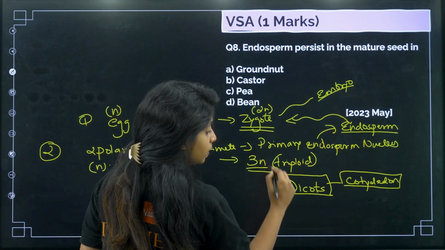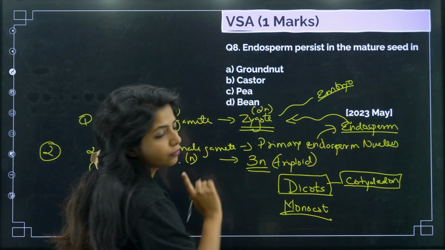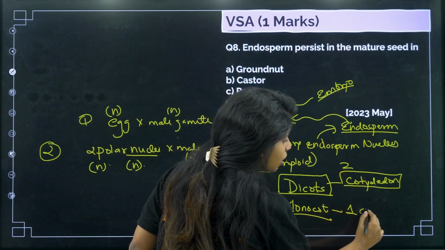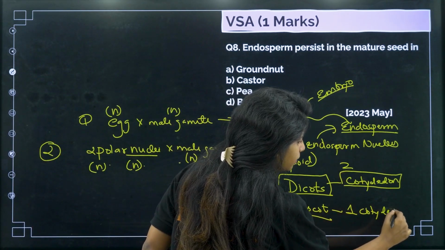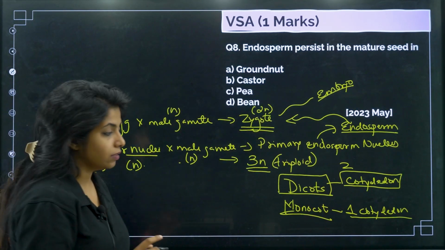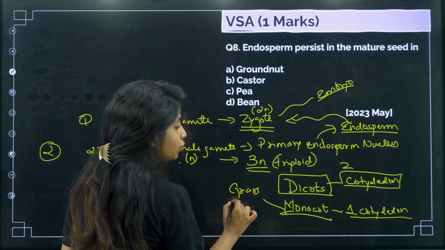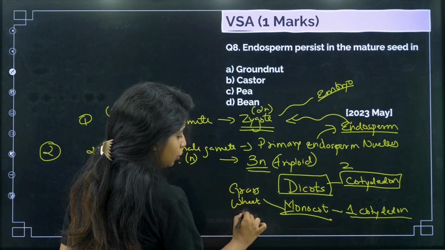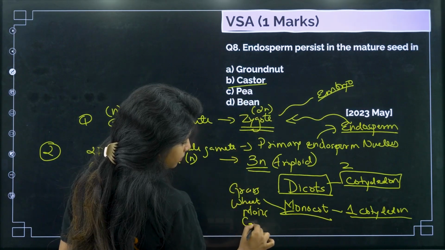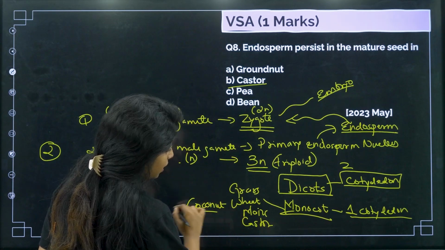Now there are certain plants which do not utilize the full amount of endosperm. So instead of 2 cotyledons, they just make 1 cotyledon. That means the endosperm is still there. They are known as monocots. For example, grass comes under that. Wheat, maize, they come under that. Castor comes under that. Coconut comes under that.